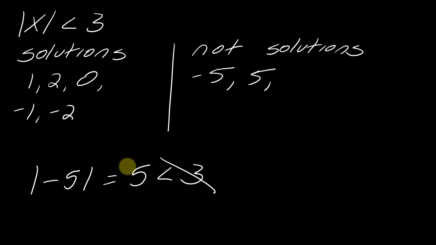Of course, 5 would also not be a solution. Other things that would not be solutions would be like -3 and 3, -4 and 4. So what we're getting at here is there's actually like this very small interval of solutions, right? Because I actually can't use a lot of the negative numbers.